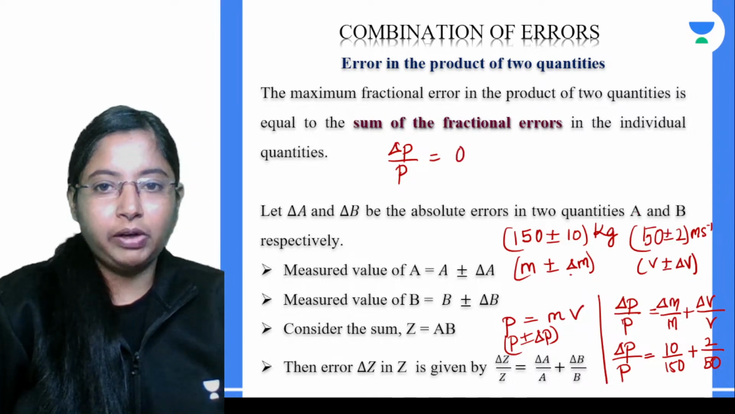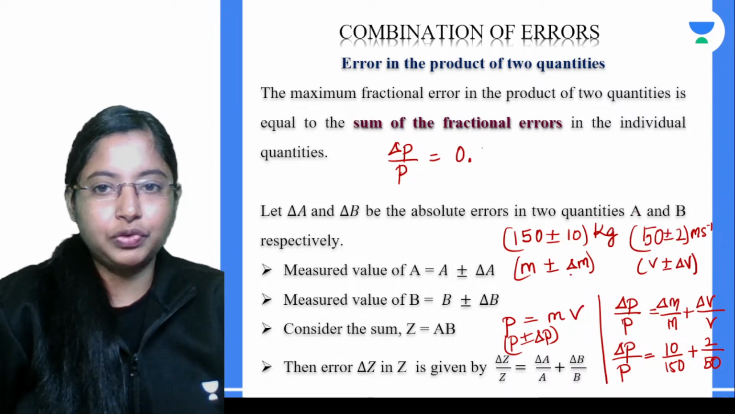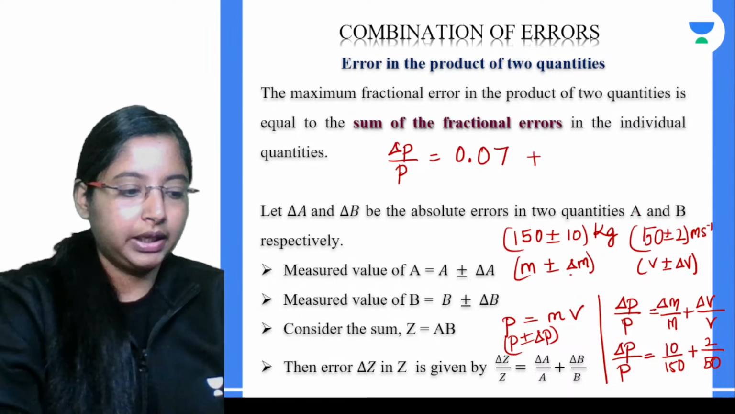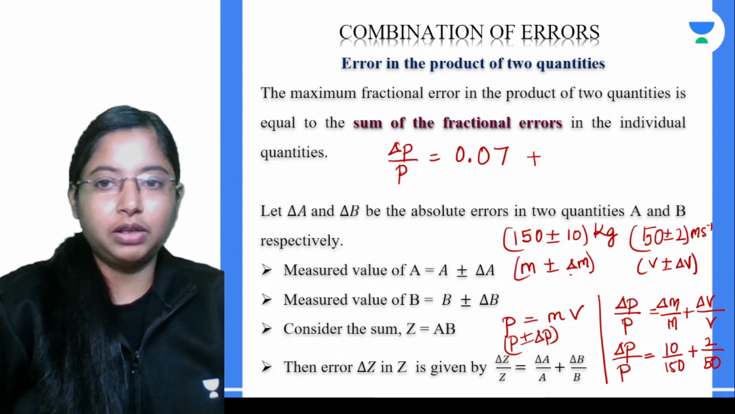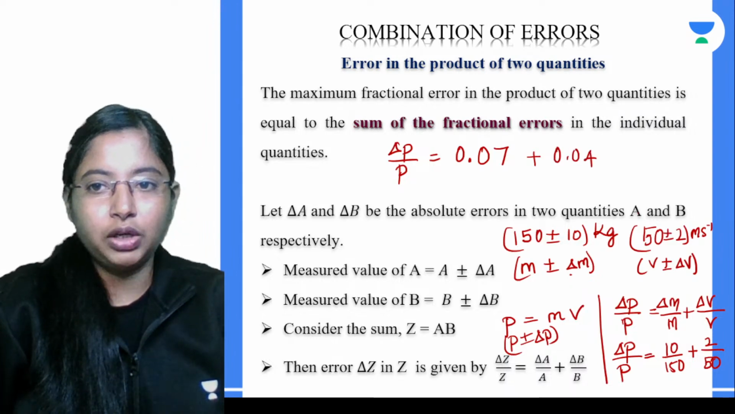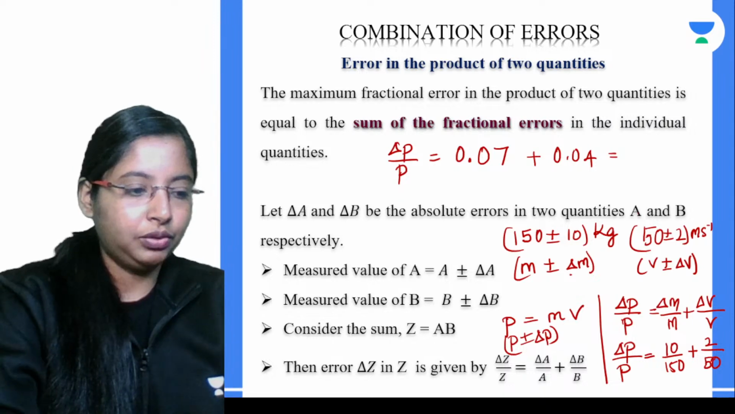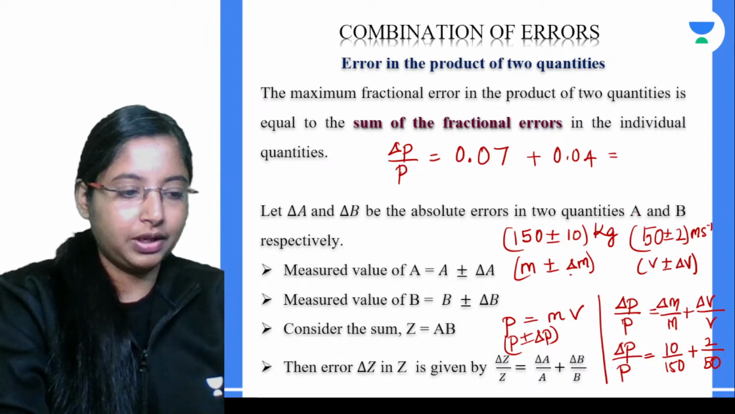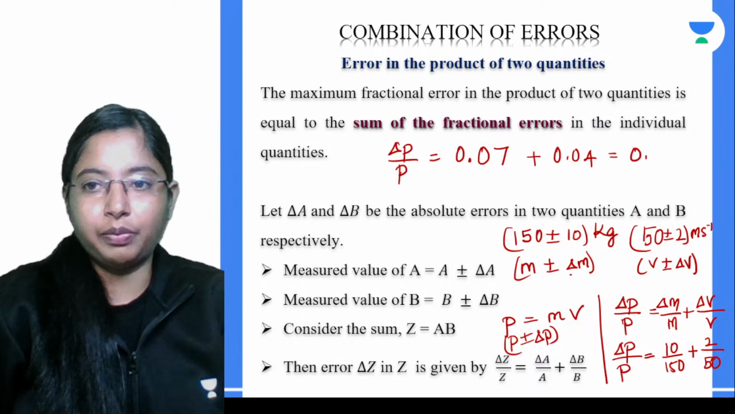Let's say I will round off this value, 0.066 it would go on, so I'll round it off to 0.07, approximately. Next is 2 divided by 50, this will give me somewhere around 0.04. So if I add these two values, I would basically get 0.07 plus 0.04, right? I'll get 0.11.